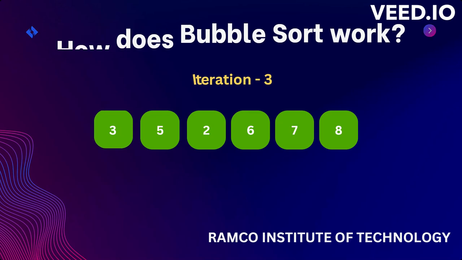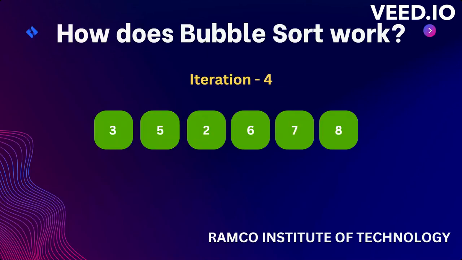So now we perform iteration 4. Now the first two elements are compared, that is 3 and 5. It is already in the sorted order, so no swapping is necessary.